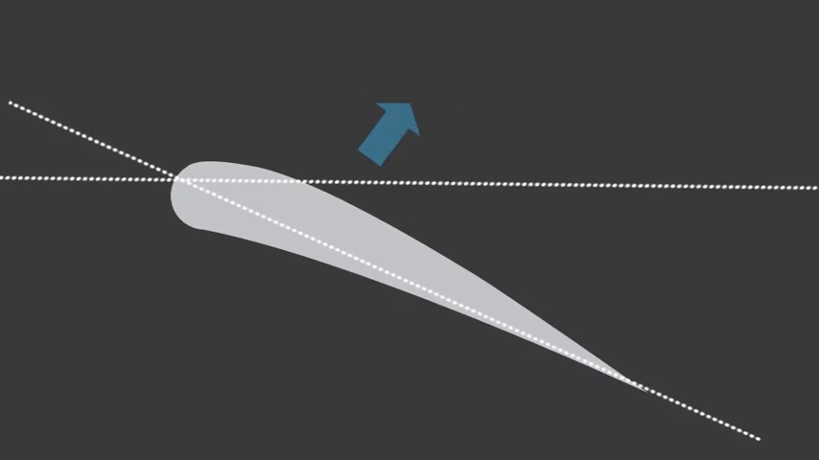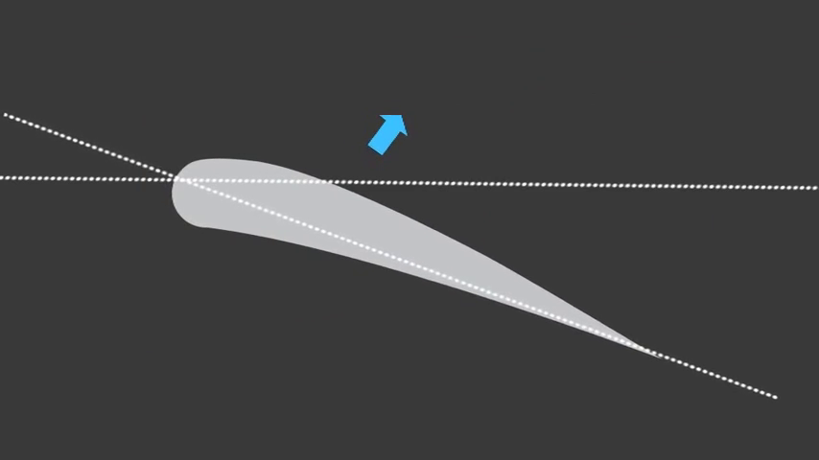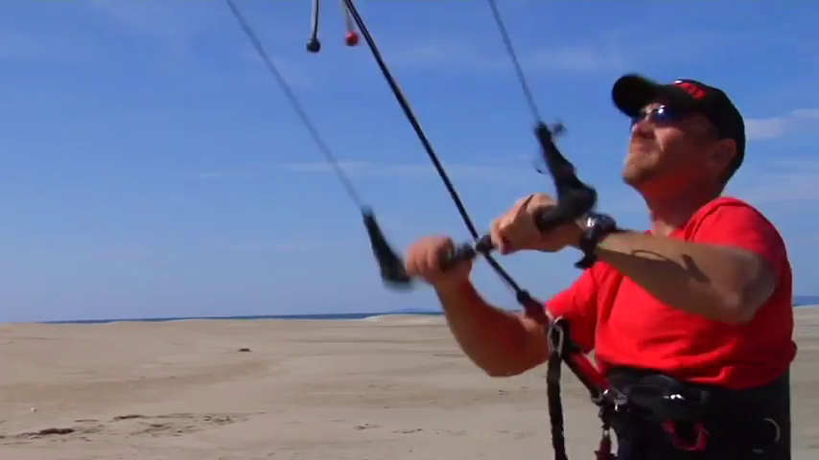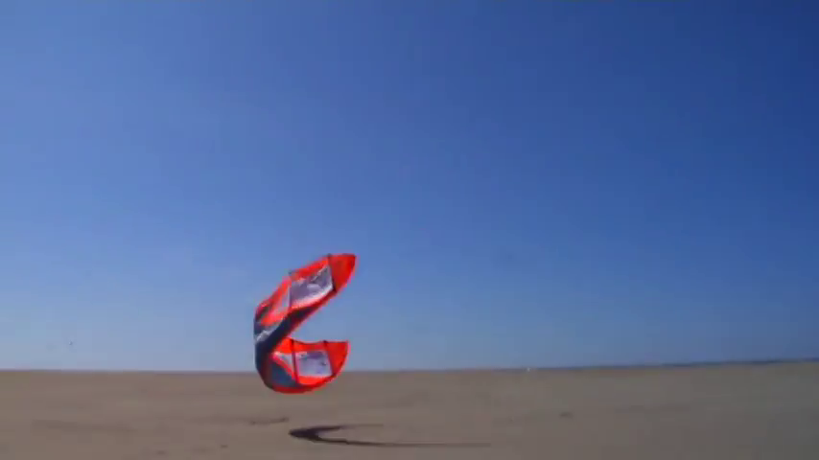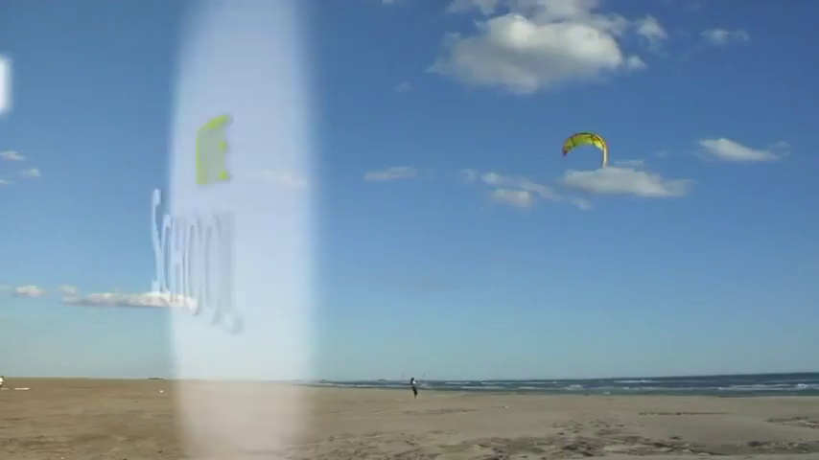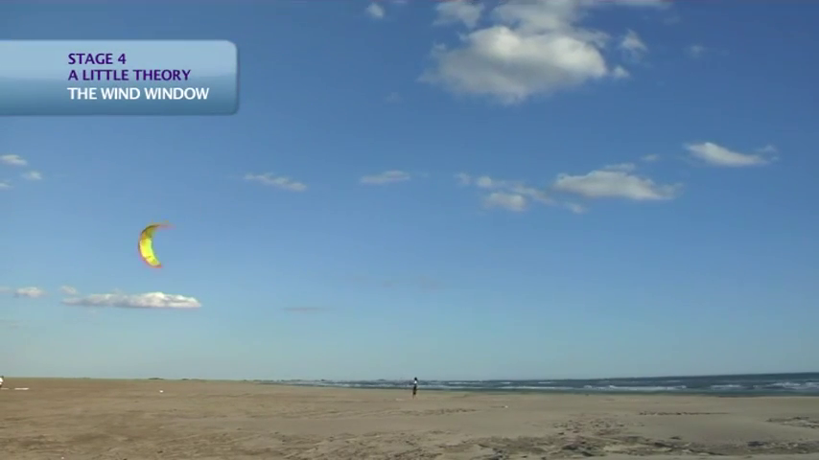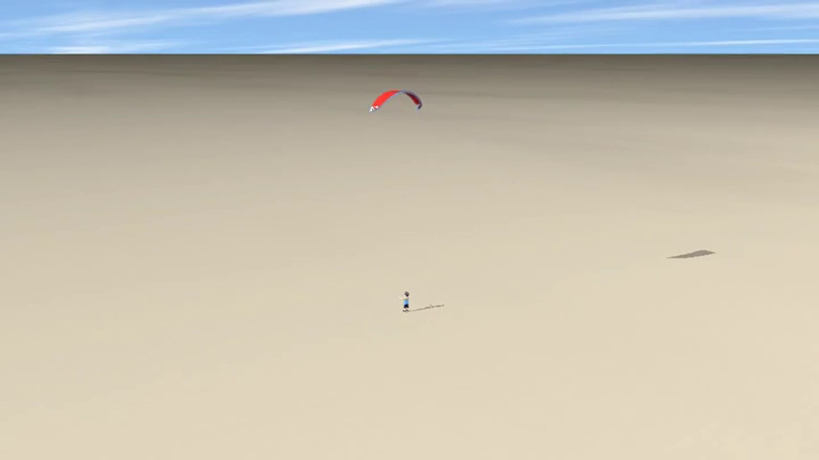If you release the bar, the kite power suddenly drops off. The kite will no longer provide traction and will fall gently in the wind window. But what is the wind window? The wind window is the three-dimensional area in which the kite will fly.